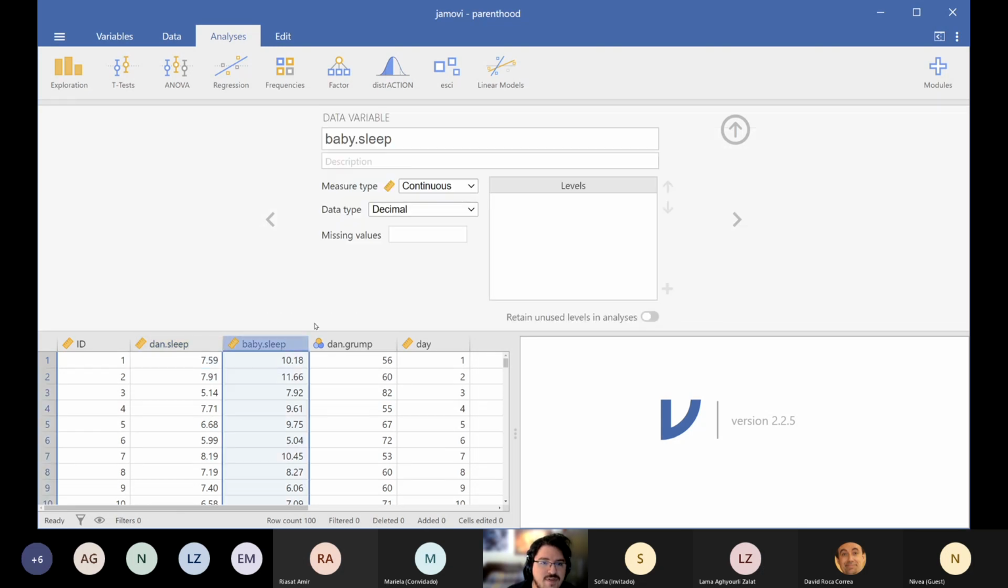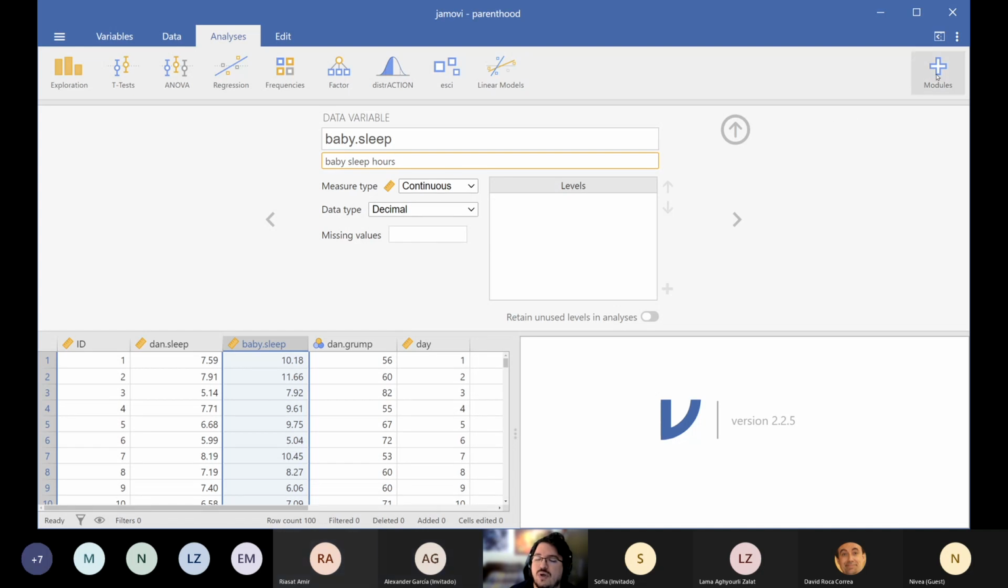Here we have baby sleep, which is baby sleep hours. Excuse me, Jorge. I don't find the parenthood file here. Yeah, it's not here. I just have four files, I think, no more. Okay, so you have four.